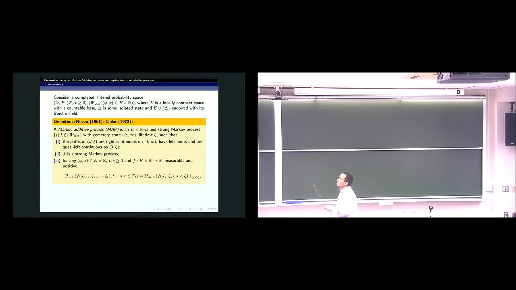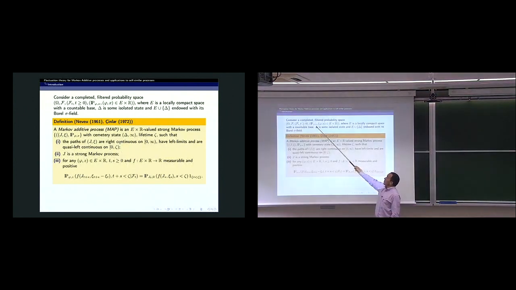As before, we will be considering a filtered space, Omega, F, F_t, and a probability family, indexed by two numbers, phi and x. Phi is in a space E and x is in R. E, I will assume, is a locally compact space with countable base, and we will assume that it is equipped with an isolated state delta. So delta will be a cemetery state for the process.